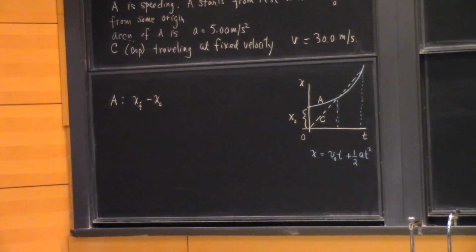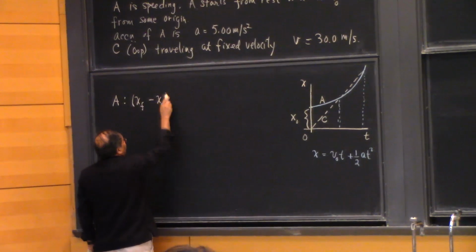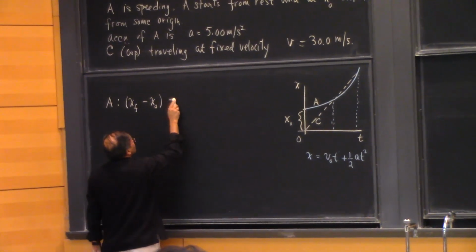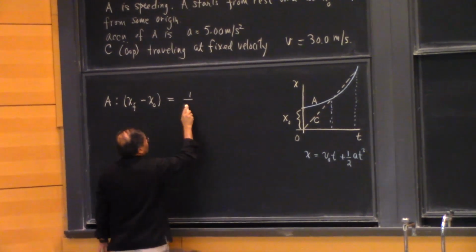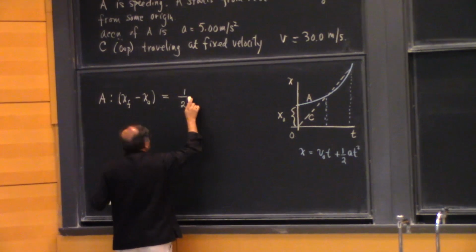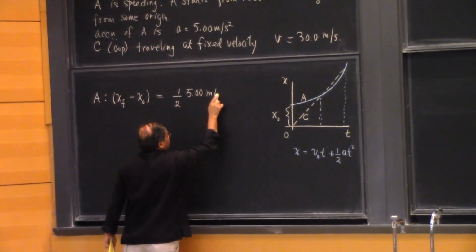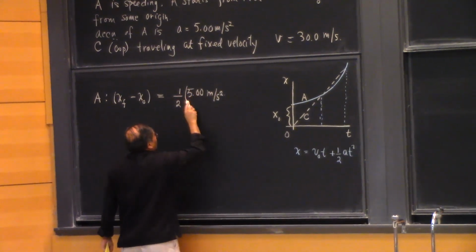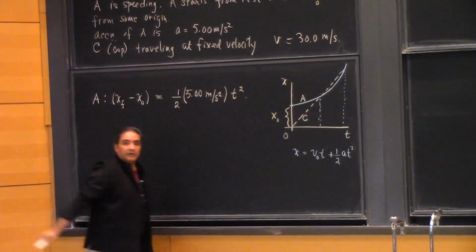X0 is already, I said, 20 meters. So this is actually the actual displacement that A undergoes, and since it starts from zero velocity, I can use this equation to write 1/2 at squared, and I already know a is 5.00 meters per second squared, times whenever they meet, which is t squared.